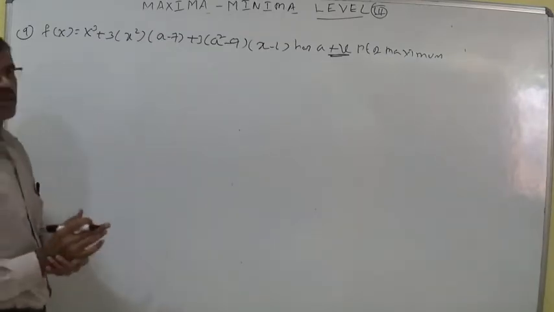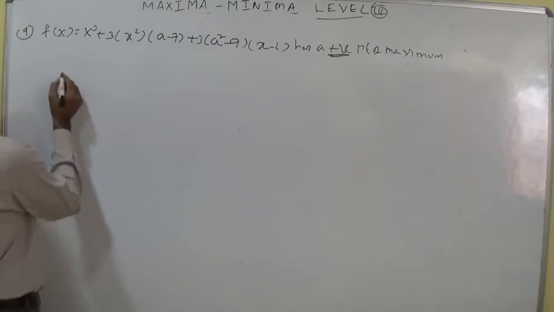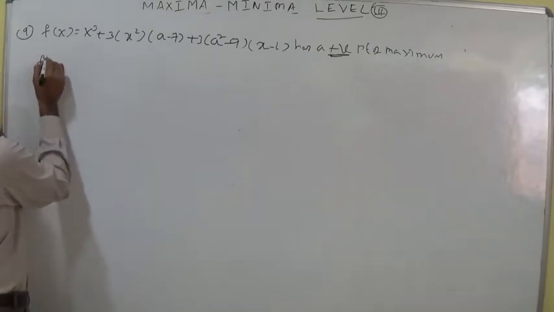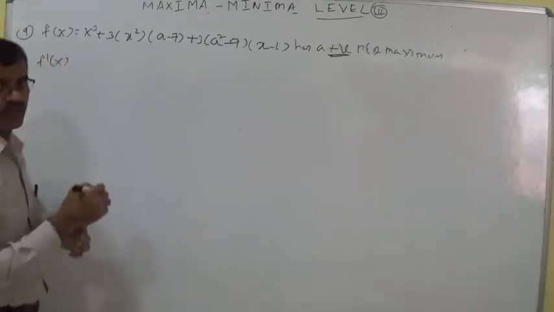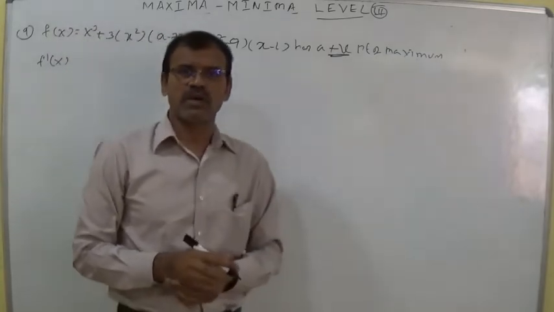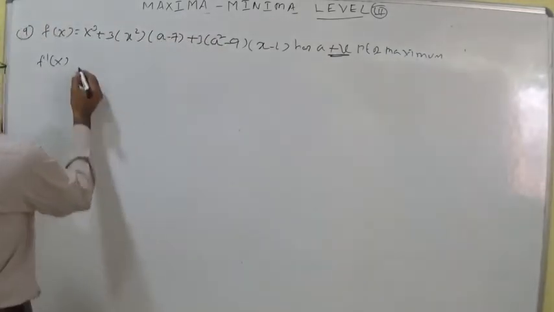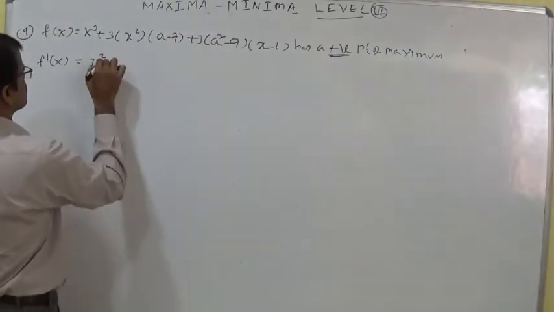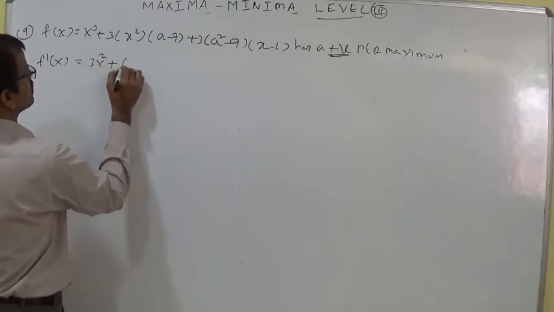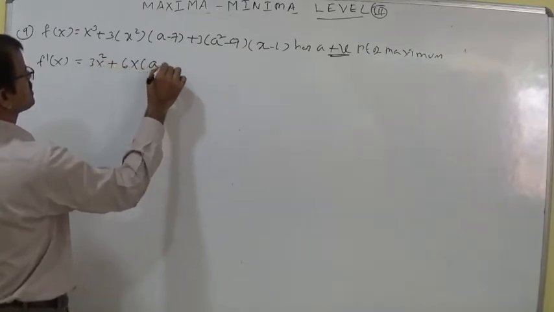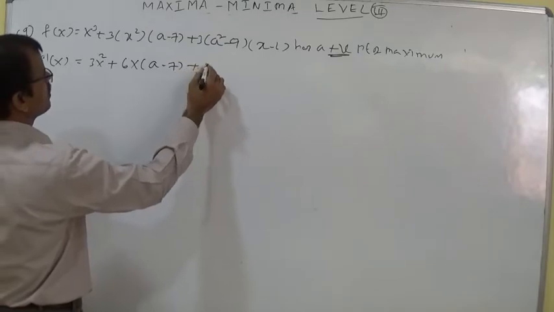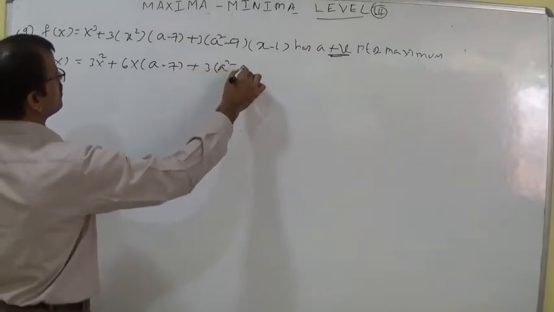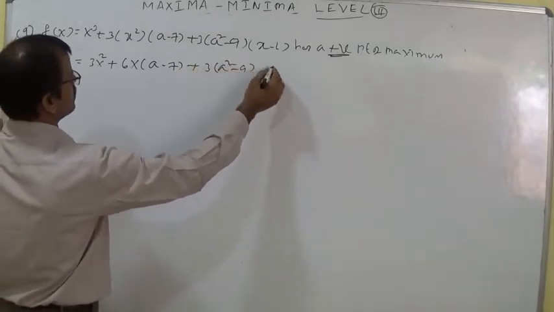This is a cubic curve, a cubic function. Now let us discuss f'(x) to determine whether the function has a minimum or maximum. So f'(x) I am writing here. f'(x) is equal to 3x^2 + 6(a - 7)x + 3(a^2 - 9) = 0.